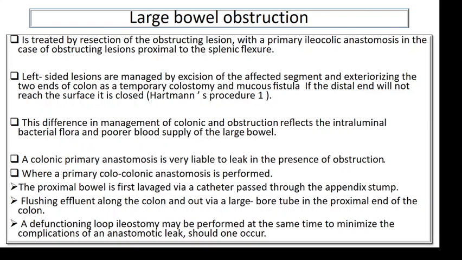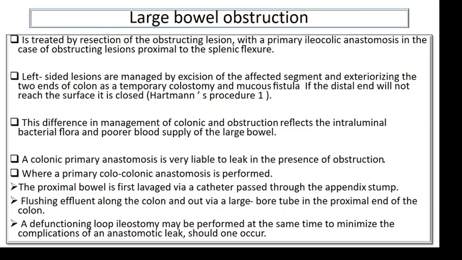If the distal end will not reach the surface, you might exteriorize the proximal segment as a colostomy, and you suture the distal segment and leave it in the pelvis, as in cases of Hartmann procedure. This difference between the management of small and large bowel obstruction reflects the presence of intra-abdominal bacterial flora and poor blood supply of the large bowel.